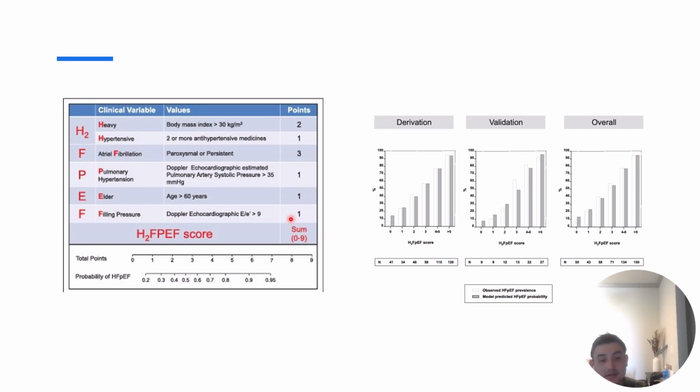That's why this sums up to 9. For example, if the patient has a BMI of more than 30, and the patient has atrial fibrillation, and the patient has signs of congestive heart failure, you can diagnose this patient with heart failure with preserved ejection fraction and start treatment to avoid dreadful consequences.